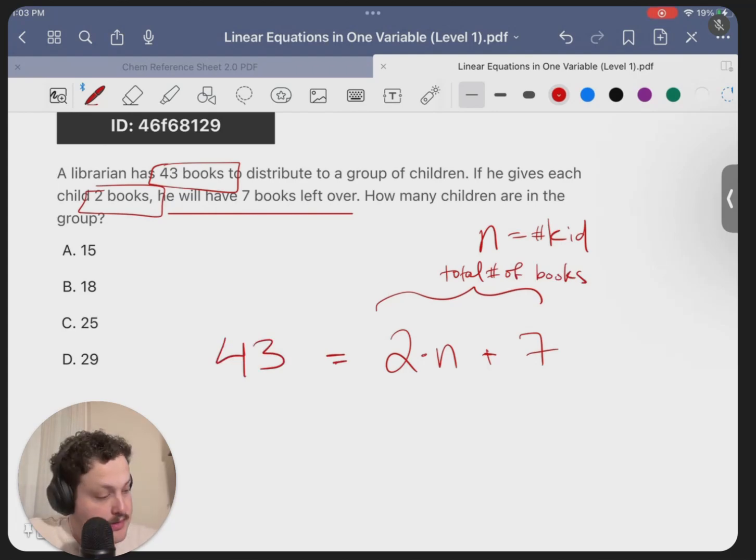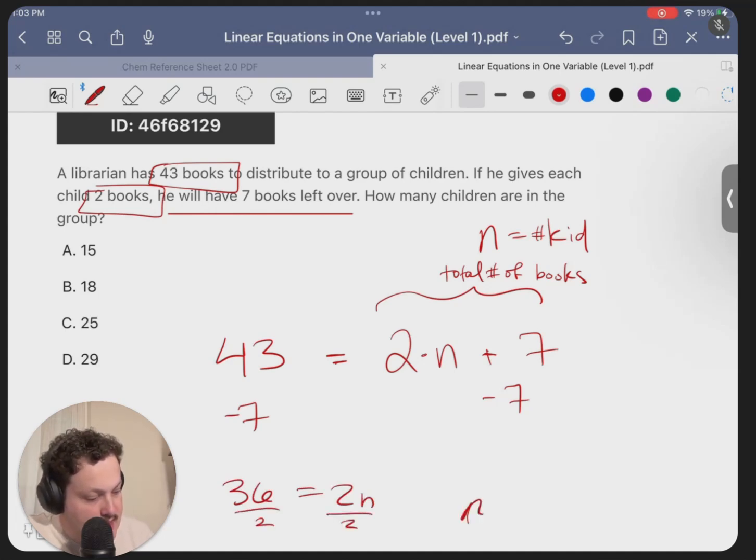Isolation of variables, subtract 7 from both sides. Don't want to risk it. 36 equals 2n divided by 2. n equals, I believe that's 18.